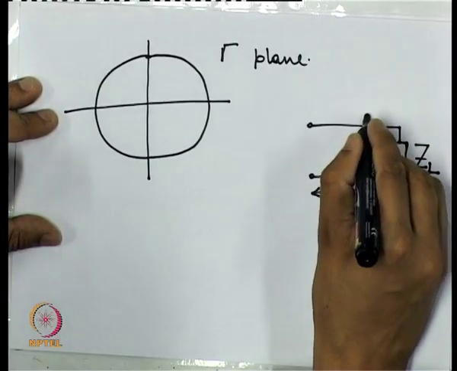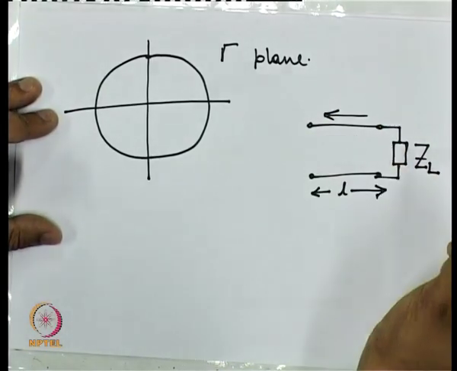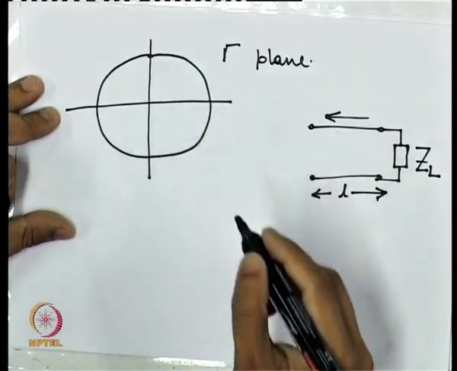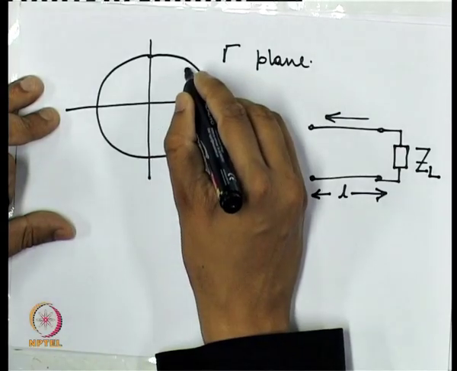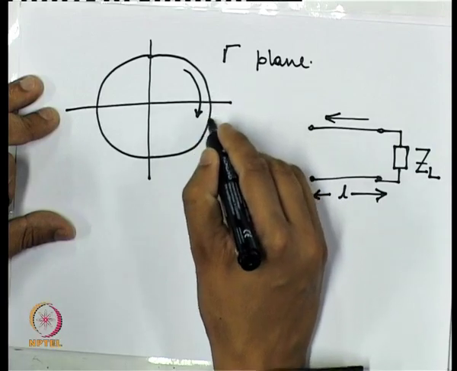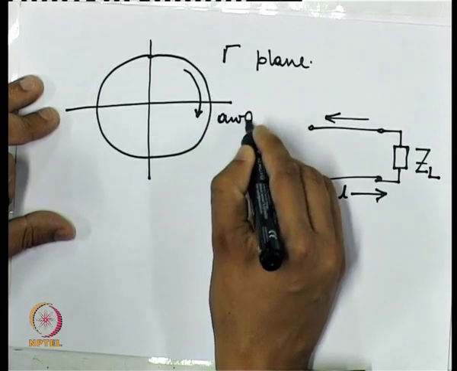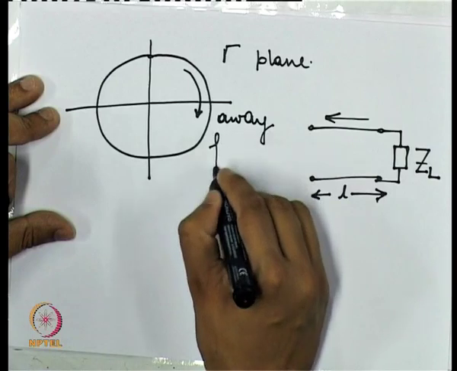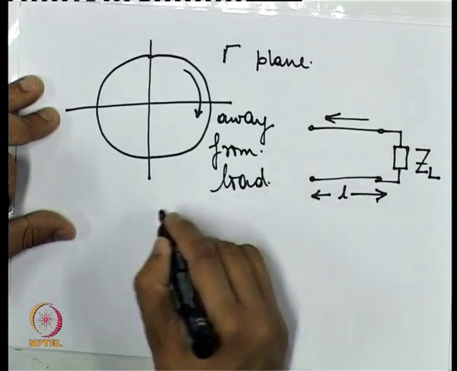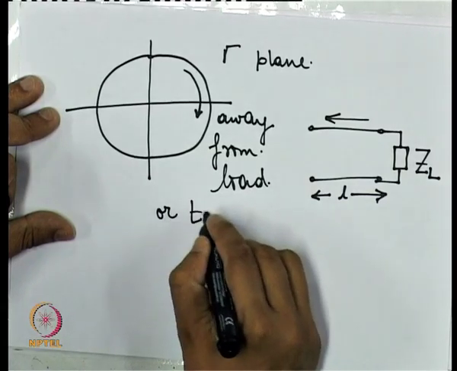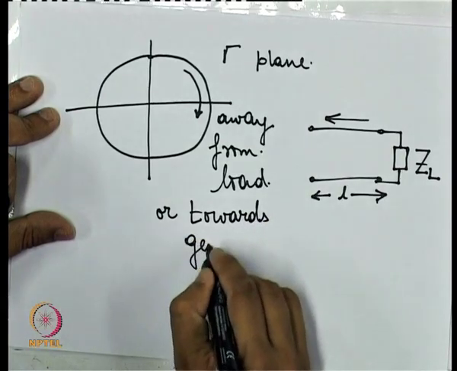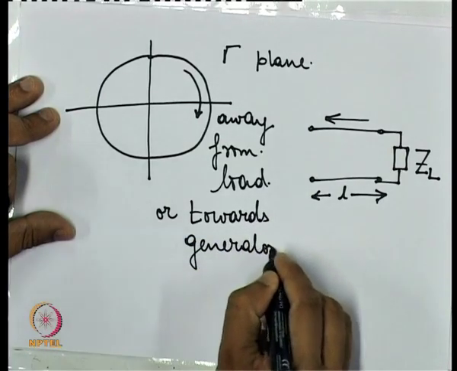then as we are going away from the load, our phase angle decreases, and that's why we are going in a clockwise direction. So we can write this as away from load or towards generator.